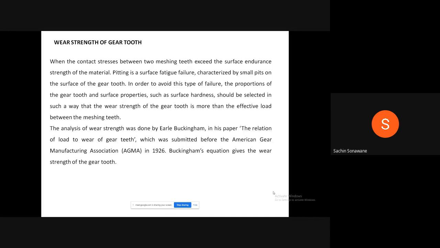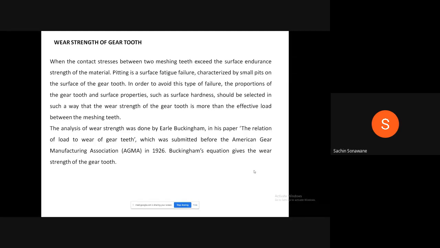Wear means what? Removal of material. Therefore, in case of gear, wear means removal of material from the surface of the teeth. Therefore, when wear will be there, that surface hardness or hardness of gear tooth will come into picture. Therefore, hardness of the gear tooth must be sufficiently large so that it can transmit the power without wear failure.